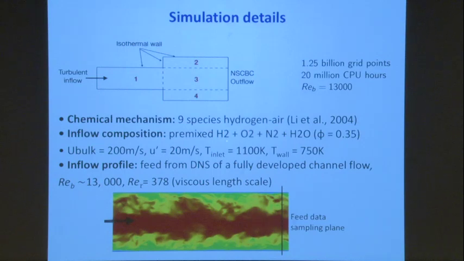The inflow here was comprised of hydrogen, oxygen, nitrogen, plus water, representing some of the vitiated gases of a previous first stage combustor that was burning at a lean fuel equivalence ratio of 0.35. This is a pretty high bulk velocity of 200 meters a second, and the RMS velocity was about 10% of the bulk velocity. Inlet temperature, again, was 1100 Kelvin, so this is high enough for ignition to occur for hydrogen-oxygen systems at these conditions. And then the wall was maintained at colder 750 Kelvin conditions that are representative of the gas turbine. As I said, we first generated feed data for the DNS from a fully developed channel flow calculation at a bulk Reynolds number of 13,000, a viscous Reynolds number of 378. And then we had a sampling plane that we used for the turbulent inflow to the reacting simulation.